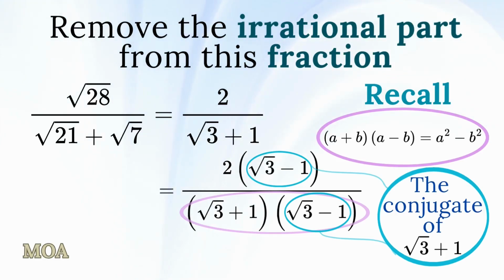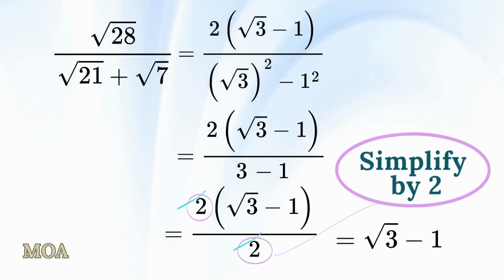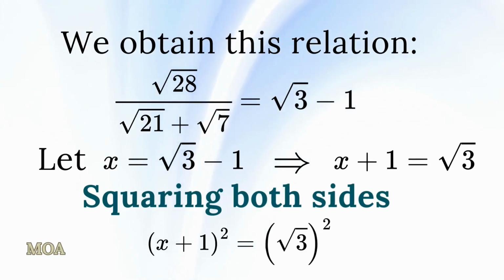Next, notice that we should multiply both the numerator and the denominator, where the denominator is the sum of the square root of 3 plus 1, by the conjugate, the square root of 3 minus 1, to remove the irrational part from the fraction. Doing this, the fraction becomes 2 times the square root of 3 minus 1 divided by 3 minus 1. Simplifying the denominator, we have 2 times the square root of 3 minus 1 over 2. Finally, simplifying by dividing numerator and denominator by 2, we obtain the result. The fraction simplifies to the square root of 3 minus 1.